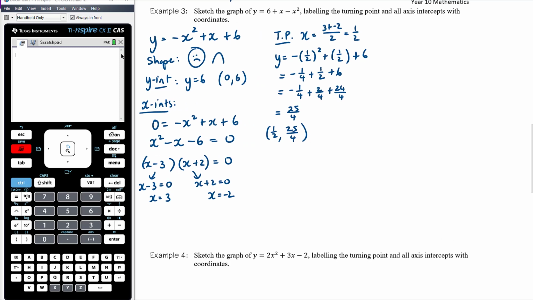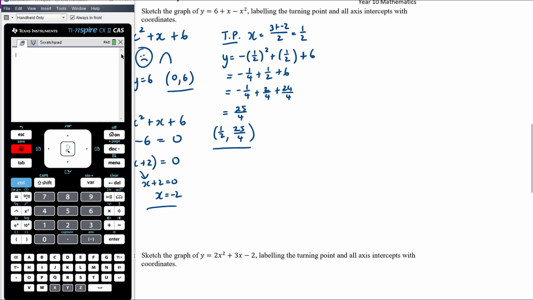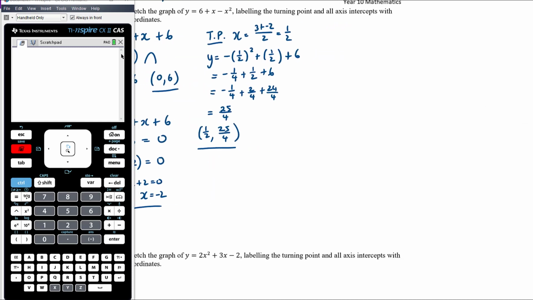Alright, so let's draw in our parabola now. We've got our turning point, our y-intercept, and our two x-intercepts. So let's think about what we need. Okay, 1, 2, 1, 2, 3. Now, our y-intercept is at 6. 1, 2, 3, 4, 5, 6. And our turning point is at (1/2, 25/4). Now 25/4 is 6 1/4. So it's just higher than our y-intercept. Think about the symmetry. So we're going to have another point sort of there as well.